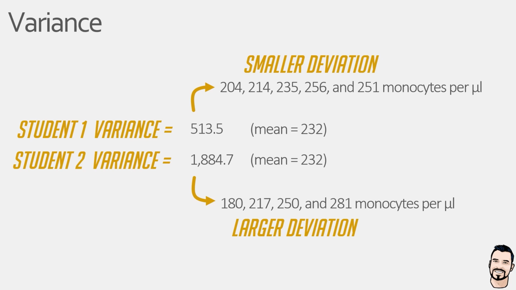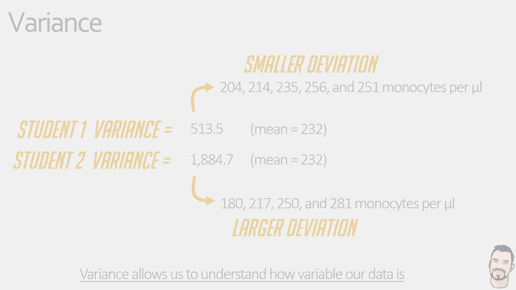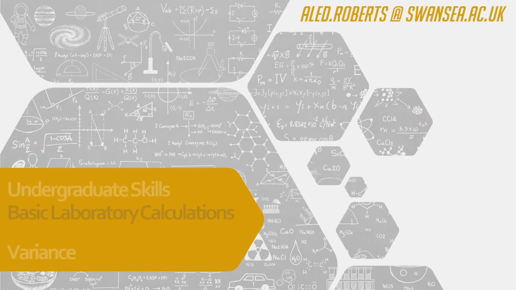So what does all of this mean? Well, essentially the variance value allows us to see just how spread out and variable our data is. The more spread out the data, the larger the variance value. And with that, we come to the end of this basic laboratory calculations video.